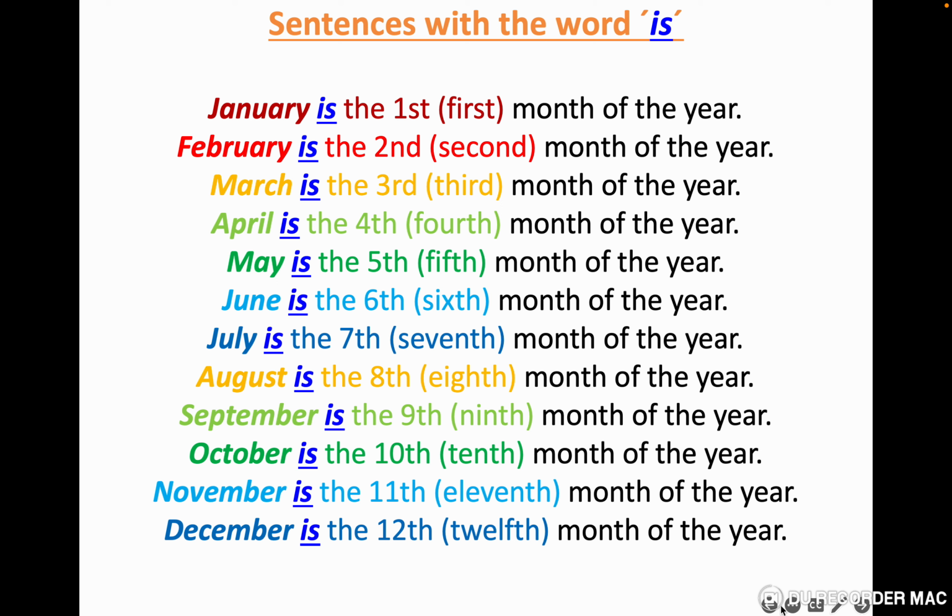Here we have the months of the year. January is the first month of the year. February is the second month of the year. March is the third month of the year. April is the fourth month of the year. May is the fifth month of the year. June is the sixth month of the year. July is the seventh month of the year. August is the eighth month of the year. September is the ninth month of the year. October is the 10th month of the year. November is the 11th month of the year. December is the 12th month of the year. So to practice the months of the year.